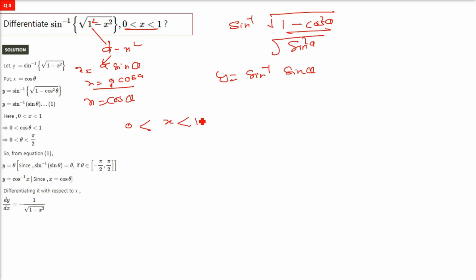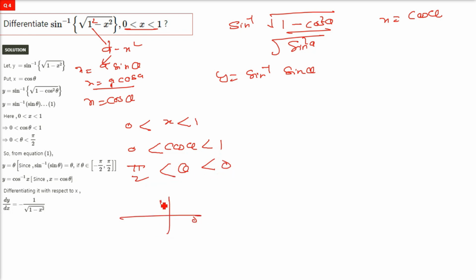But there is a boundary being given. X should be between 0 and 1. So when x is between 0 and 1, you have to show that yes, the theta I have taken is between this boundary only. So x we have taken as cos theta. When you take cos inverse of all the sides, because there are 3 terms in this inequality, cos inverse 0 is pi by 2, cos inverse 1 is 0. So theta is between 0 and pi by 2, and as I said, inverse trigonometric functions are valid between certain boundaries, not everywhere. Between 0 and pi by 2 it is safe.